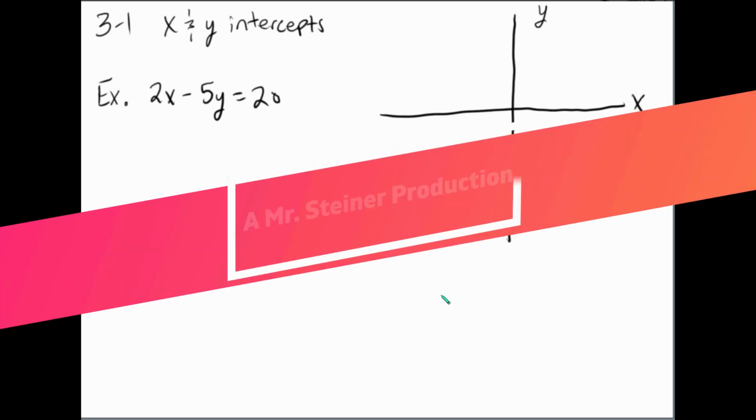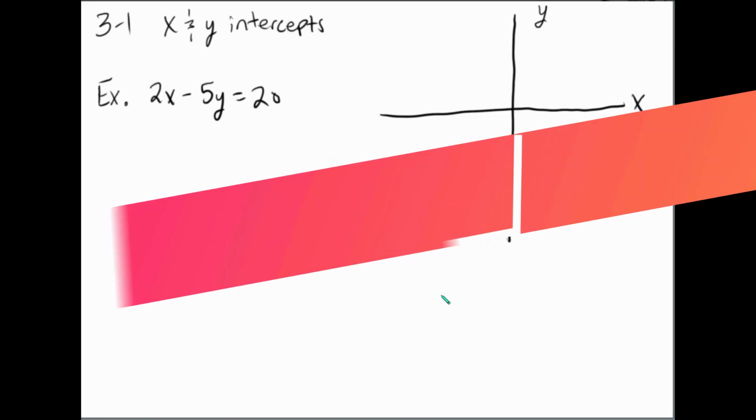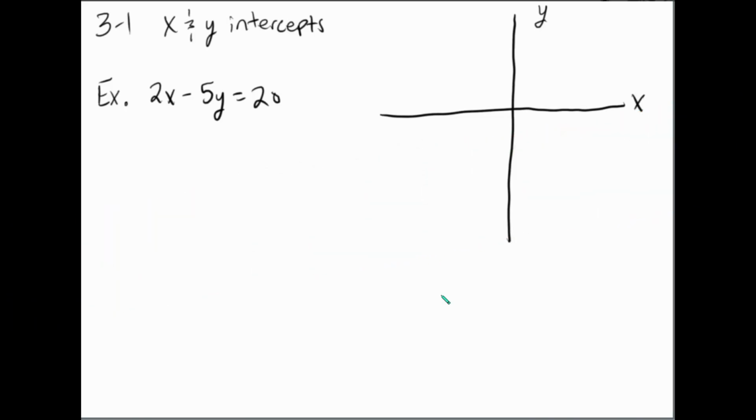Hello all, in this video we're going to review how to find our x and y intercepts from an equation. So just to review, an x-intercept is any point where a graph intersects the x-axis. We refer to that as an x-intercept.